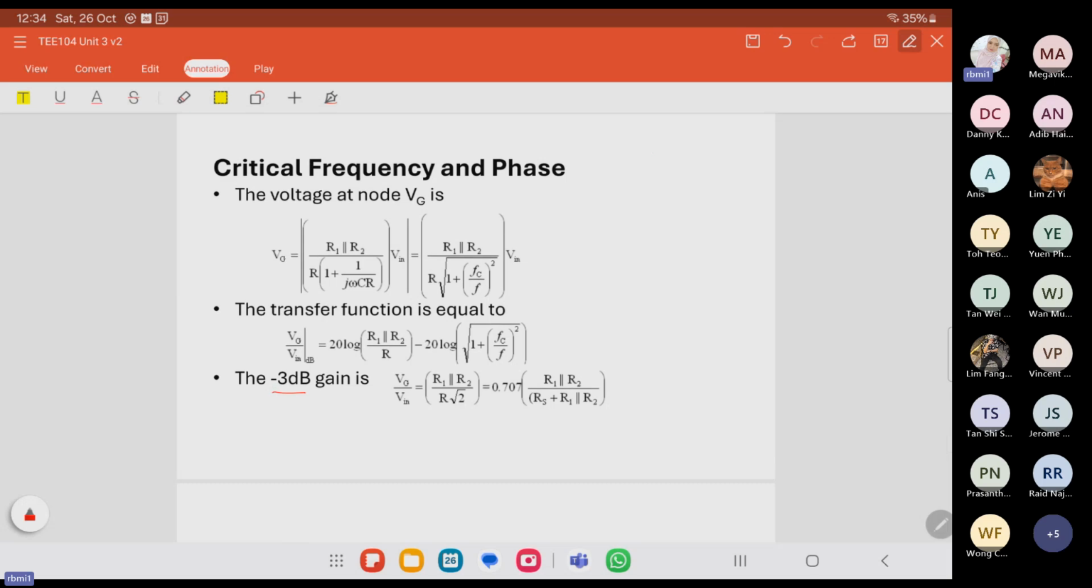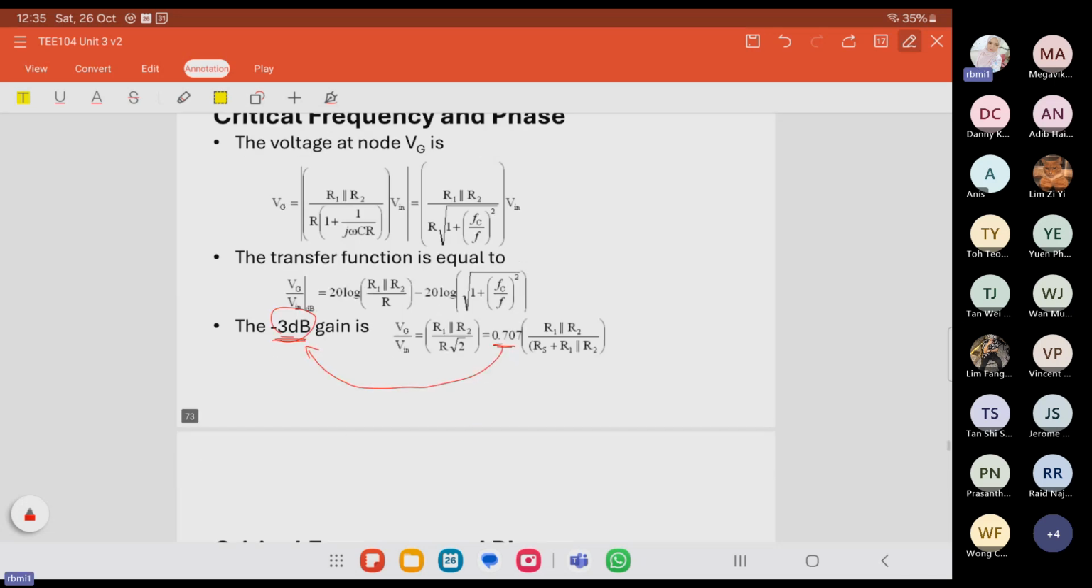And this is for minus 3 dB gain. When the frequency F is equal to Fc, at this point the resistance R is also equal to the capacitive reactance, 1 over omega C. And this 0.707 means that the transfer function Vg over Vin is attenuated to 70% of the input signal Vin, or in decibels equal to minus 3 dB. So this one is for the minus 3 dB gain, as we conducted in the experiment last week.